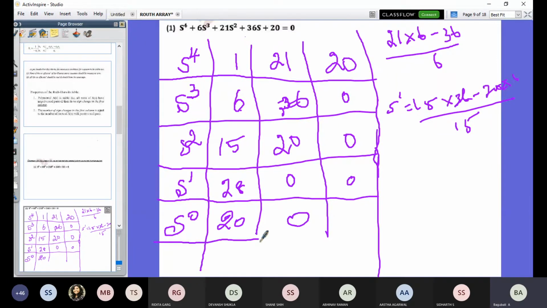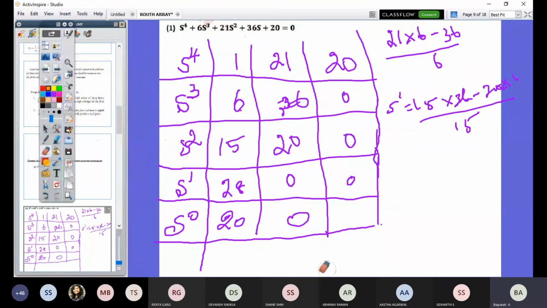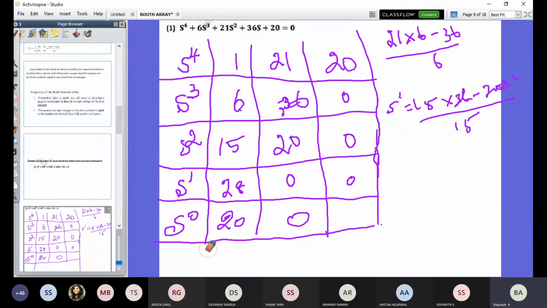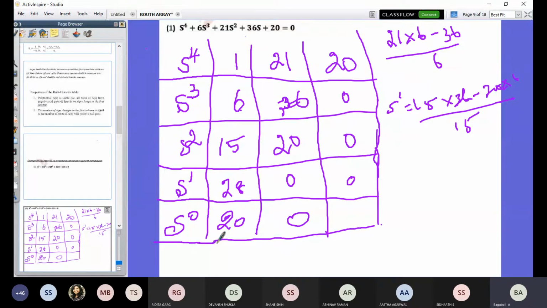Any doubt in this? This is the complete Routh array. Start from S power n and end at S power 0. Any doubt to construct the Routh array? If you have any doubt, please ask. I am ready to tell you. Hello, dear. Any doubt? No, sir. Now, how to decide the system stability?